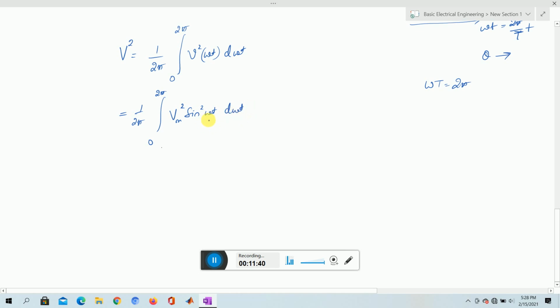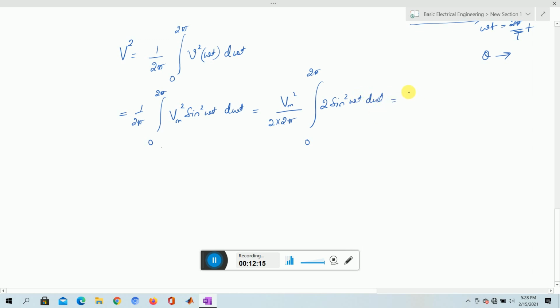We can take this omega t as theta so that our terms become easier to evaluate, and we need not write omega t all the time, or we can just continue in this way also. So here let us write Vm squared, and take it out. So here it is Vm square by 2 pi, and if I integrate again 0 to 2 pi, let me multiply here by 2, and this side will be 2 of sine square omega t d omega t.